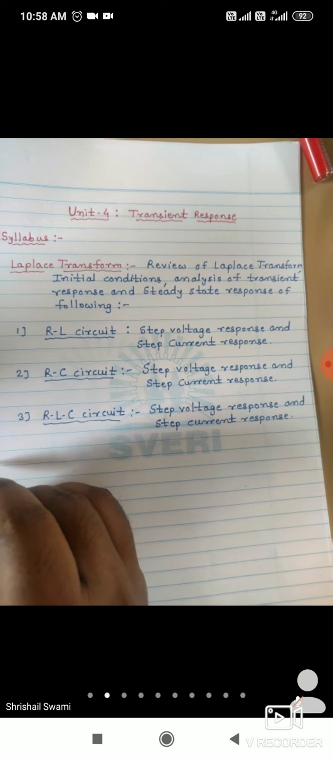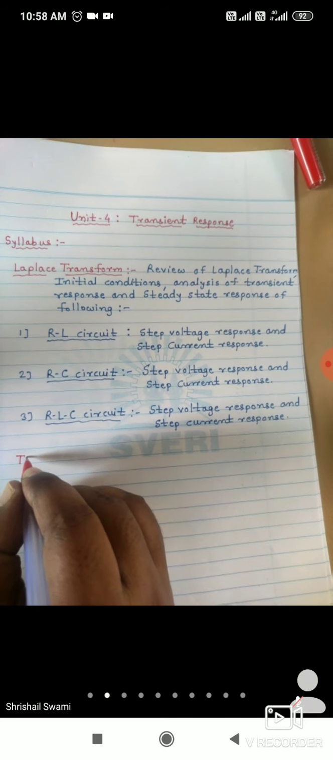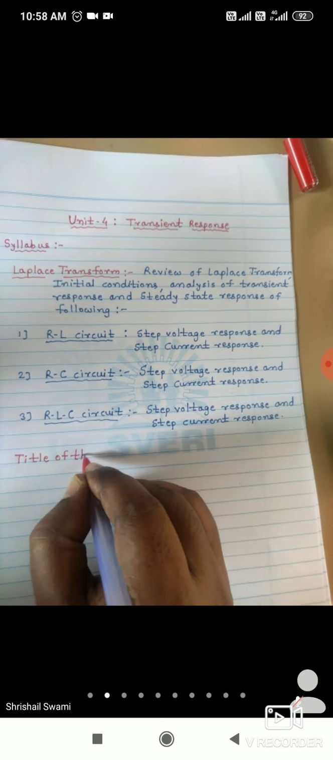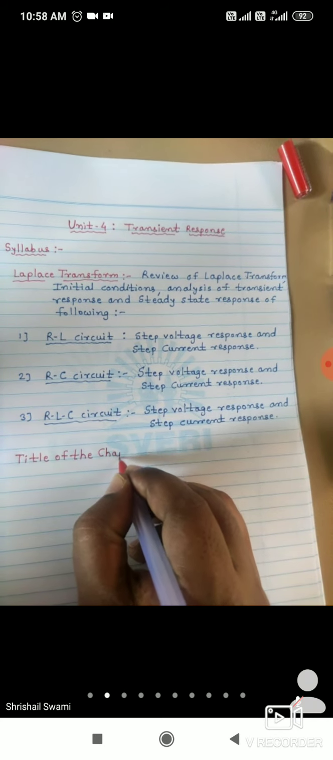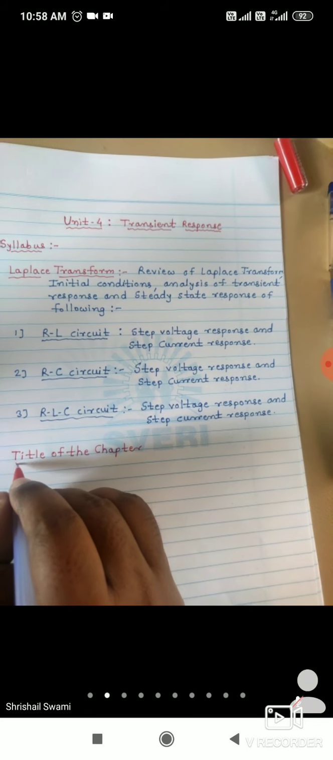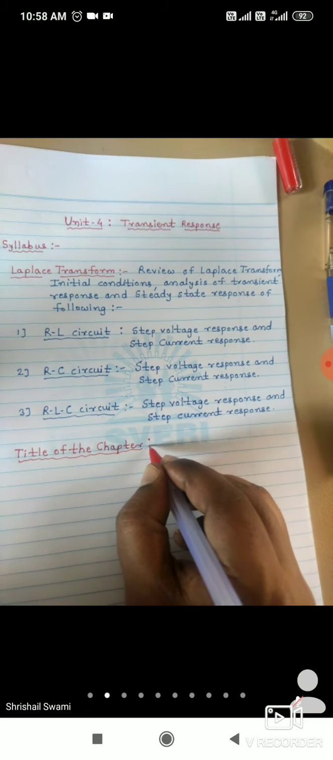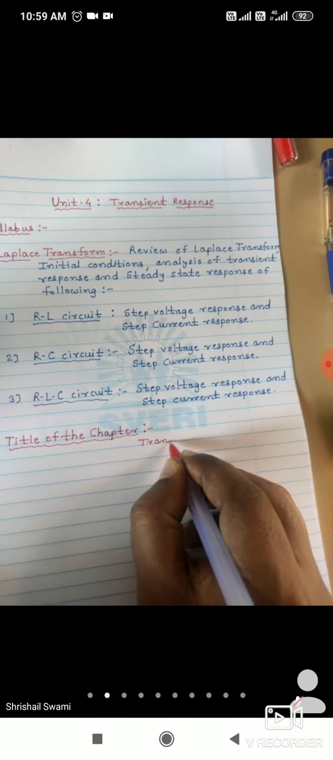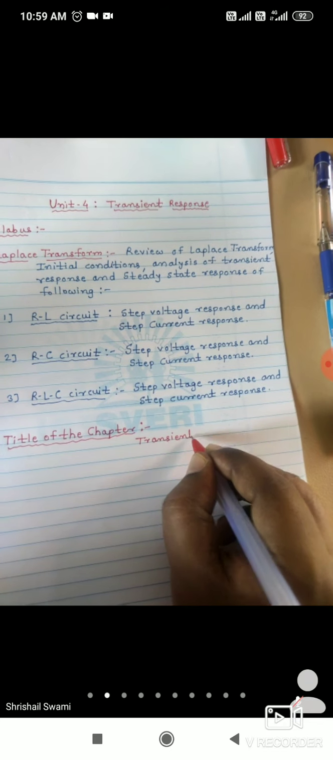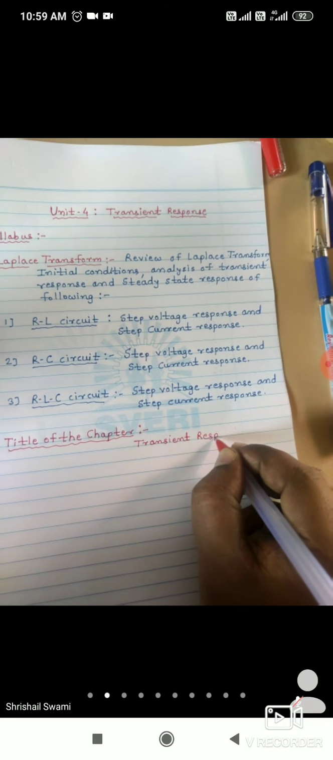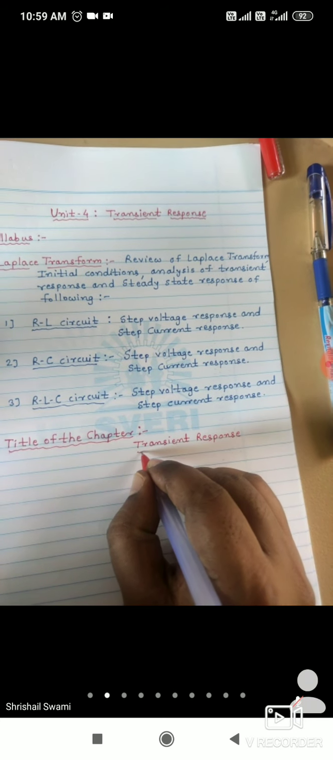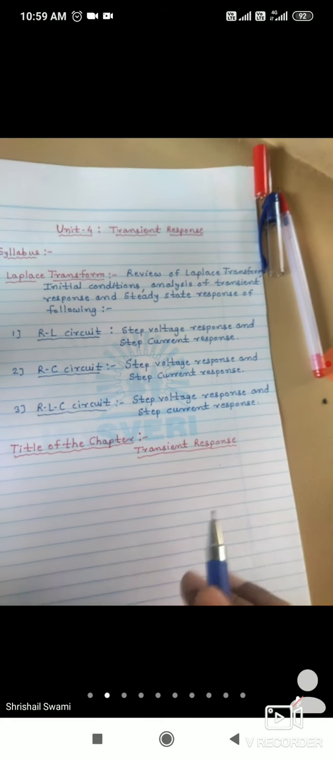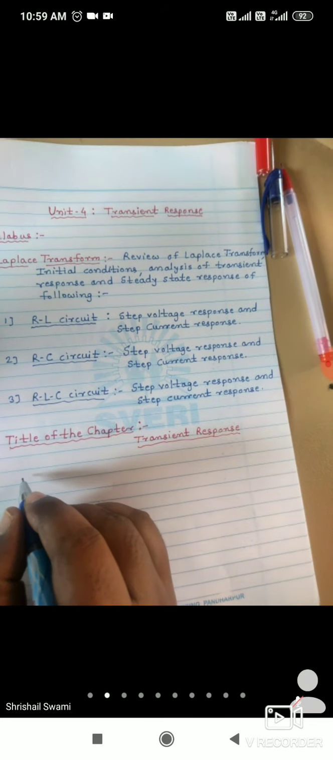Now, second one: what is the title of the chapter? What is meant by transient response? What do you mean by steady state? So the title is Transient Response. I will write the title: transient response. Before understanding the transient response, we should first understand the steady state response.